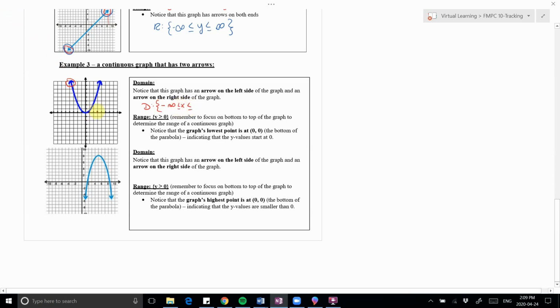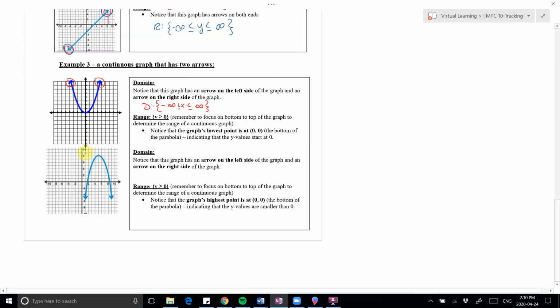And I'm going to continue, and I'm looking for the other edge. Well, once again, it's an arrow. So that means that that line doesn't stop. There is no, let's say, like bread on that sandwich. It's open. So it's going to go to infinity.